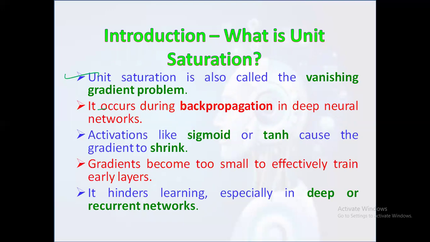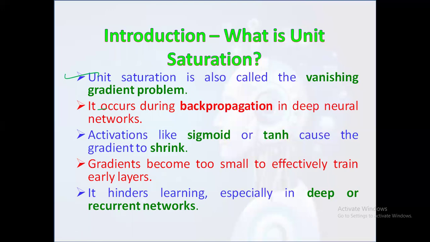It occurs during backpropagation in deep neural networks. Backpropagation is the algorithm used to compute gradients in neural networks, and it works by applying the chain rule through each layer. In deep neural networks with many layers, the gradients calculated during backpropagation can become extremely small as they move backward through the network, particularly when activation functions that squash input to narrow output ranges are used.